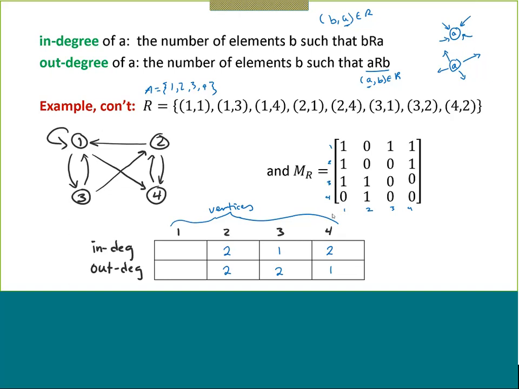Let's see. So the guess is 3, 2. So we've got 1, 2, 3 arrows coming in. So the in degree is definitely 3. Come on, 3. And the out degree is not 2. So any guesses on what the out degree is? The out degree is the number of arrows leaving the vertex.